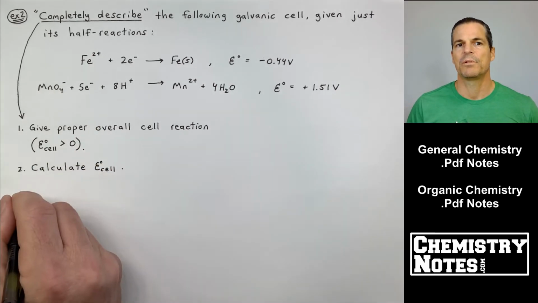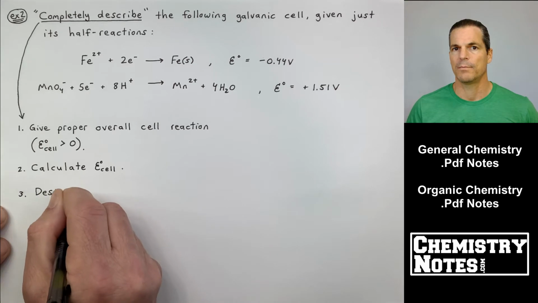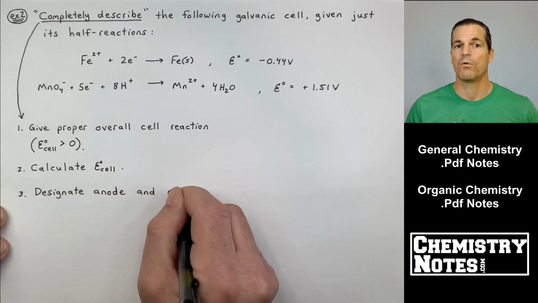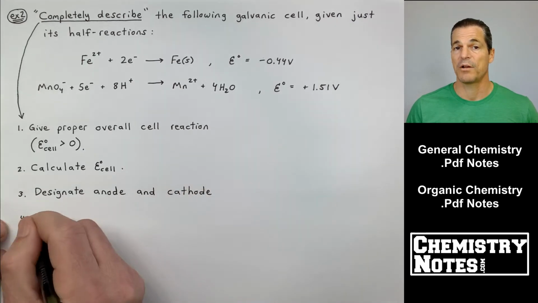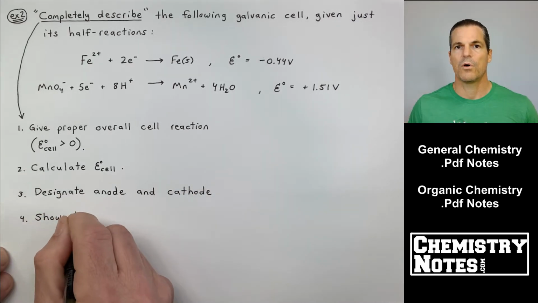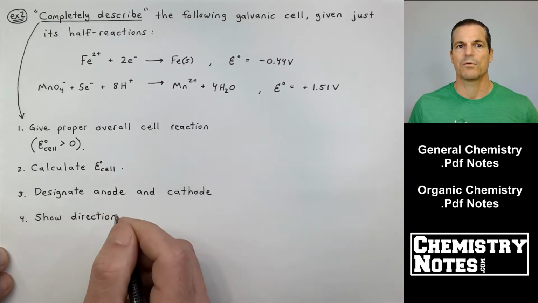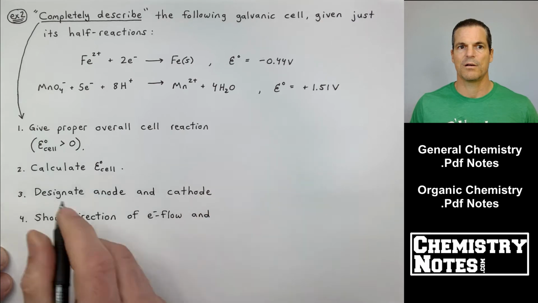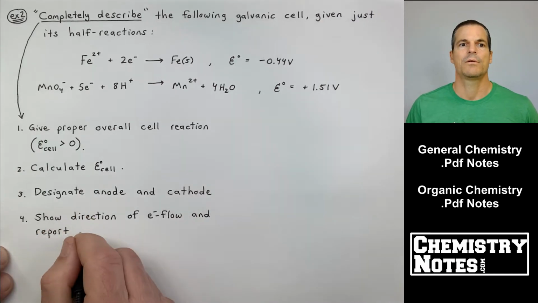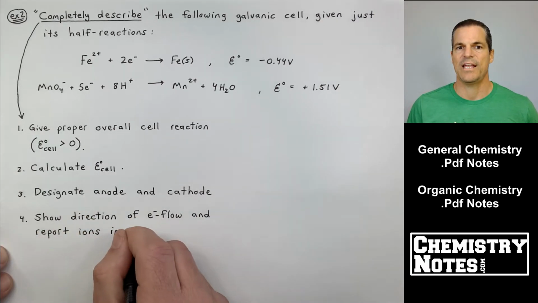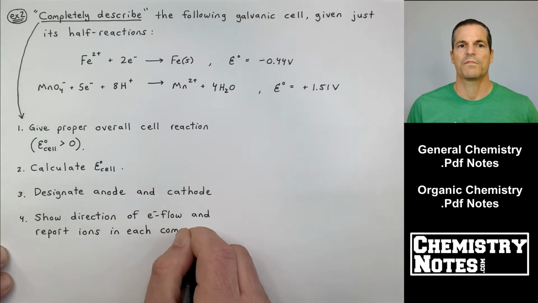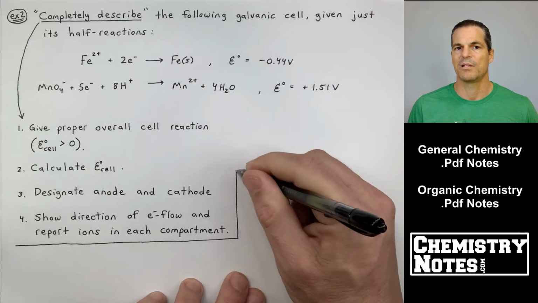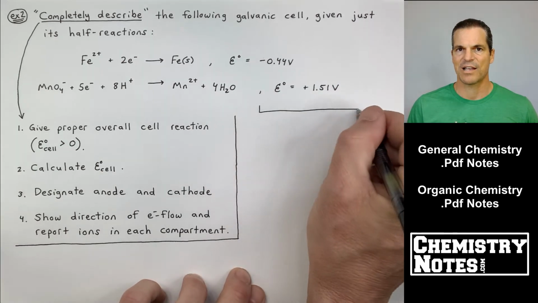Okay, what does it mean to completely describe something? Well, we got a few bullet points here. Number 1, you got to give the proper overall cell reaction, and it's got to be greater than 0, right? The whole process of running a spontaneous chemical reaction is to produce electricity, so E cell's got to be greater than 0. So we have to calculate that value. Number 3, we have to designate our anode and cathode. 4, we have to show the direction of electron flow and report the ions in each compartment. That basically just looks like we have to sketch the galvanic cell, right?